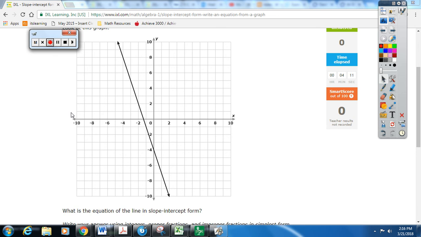Alright, so today we're writing an equation from a graph.